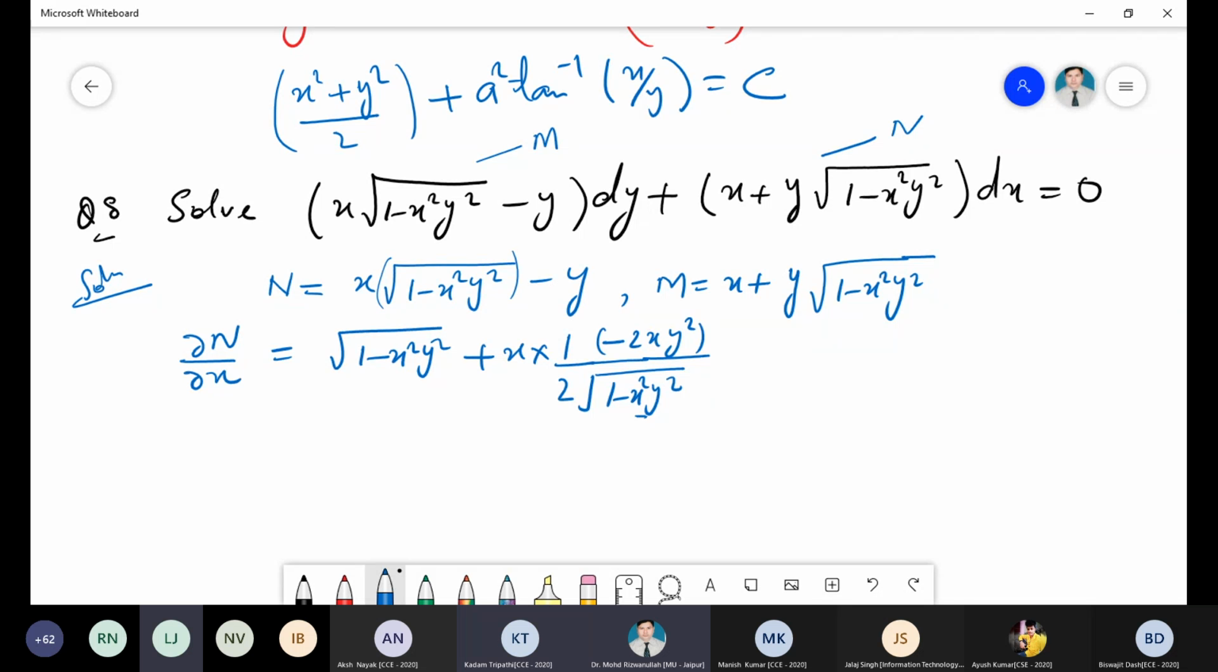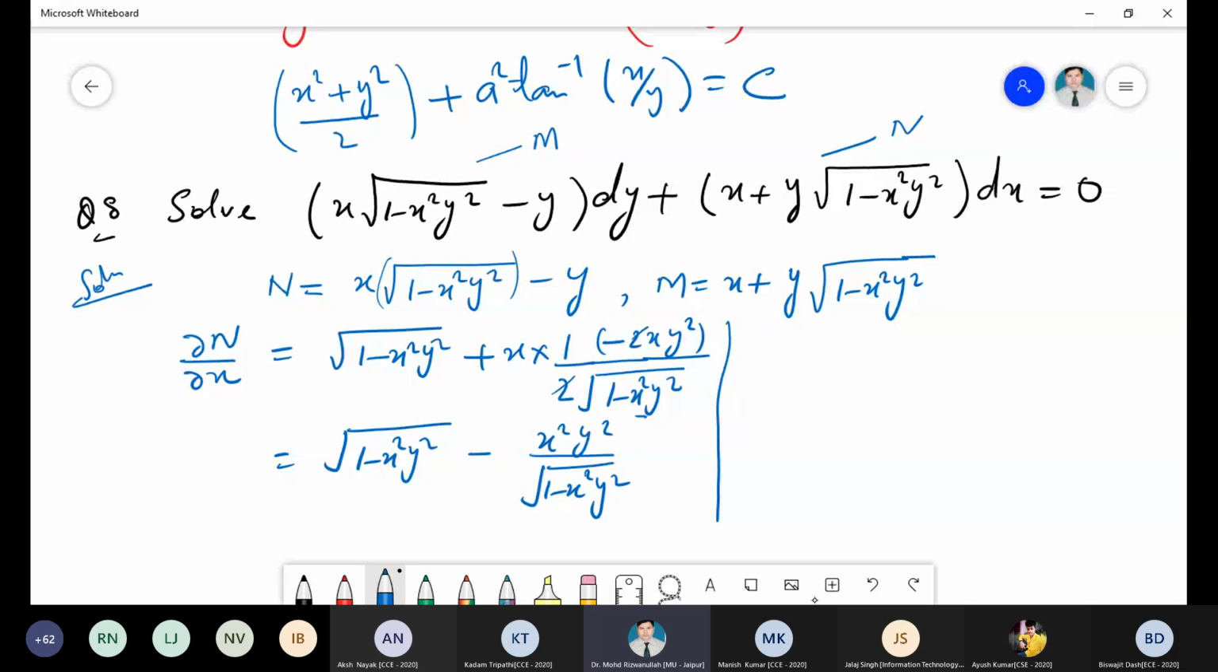Yes, sir. So this will be equal to what? The 2 will be cancelled, and then square root of 1 minus x square y square minus x into x square y square divided by square root of 1 minus x square y square. Correct? So this is your del n by del x. Now come to del m by del x, del m by del y. Here y is the constant with respect to x.